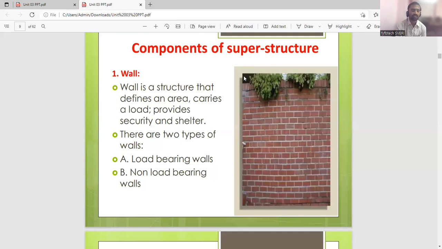Correct. Next, read on the superstructure. Next slide reading is superstructure components. Components of superstructure. First one is wall.